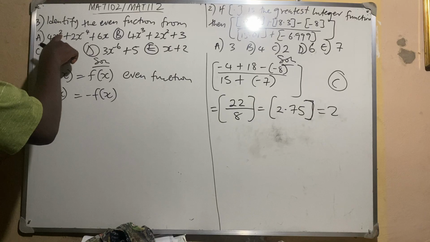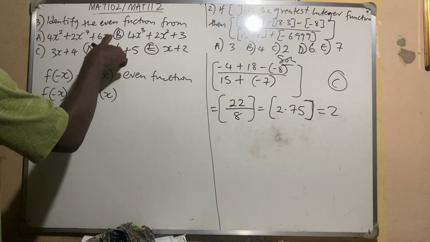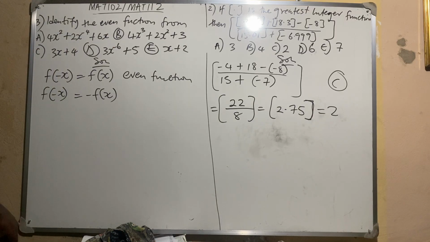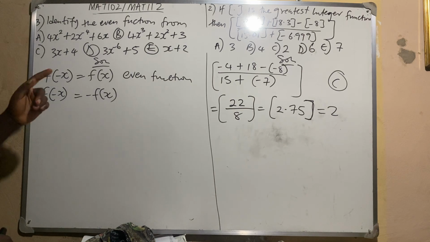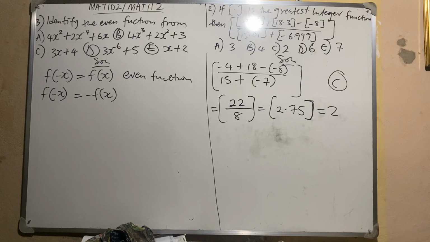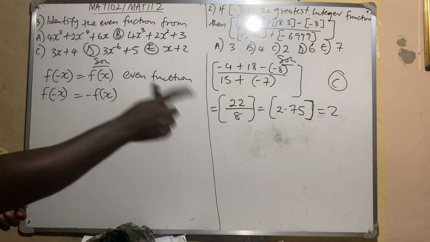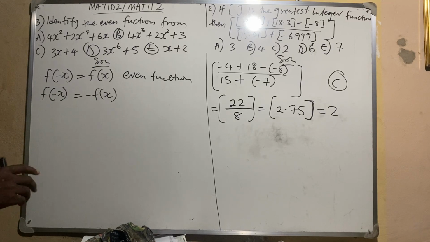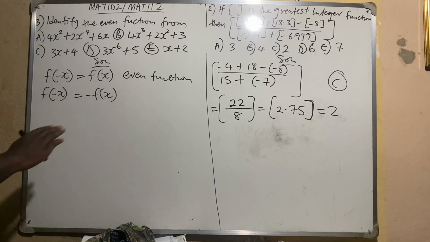If you look at this, this is even, and this one is odd, so this one is not an even function. That does not mean that it is an odd function, please. Something that is not an even function may not be an odd function. If it is not even, you say not even. Don't conclude that it is odd.